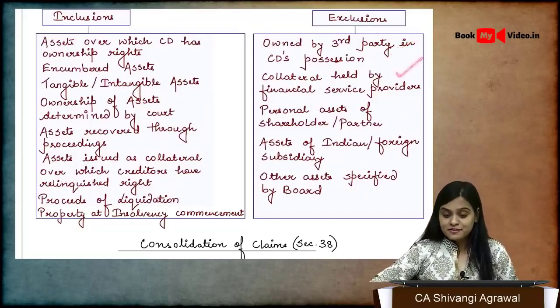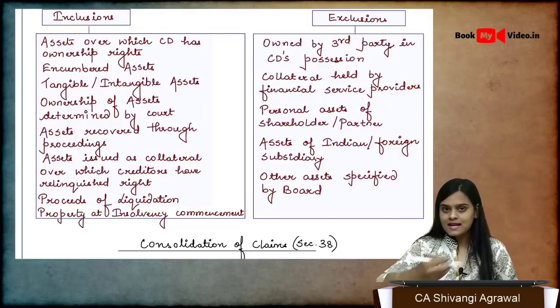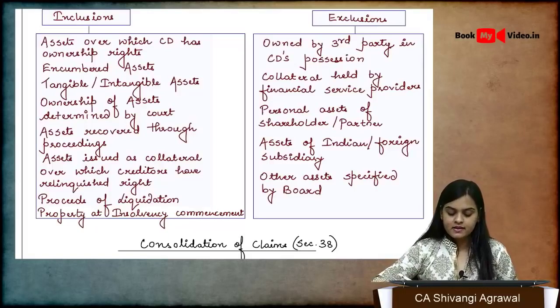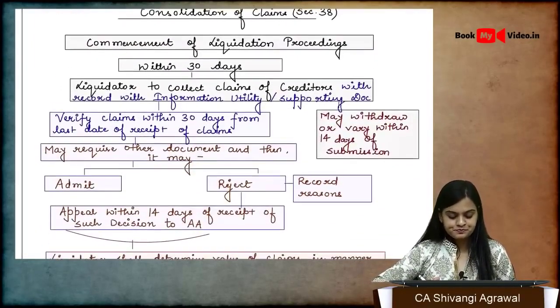Collateral which is held by the financial service providers, that will not be taken. As I told you, as I gave you the example, if it is relinquished, then that will be taken. Personal assets of shareholders, assets of Indian or foreign subsidiary, or other as may be specified by the board.